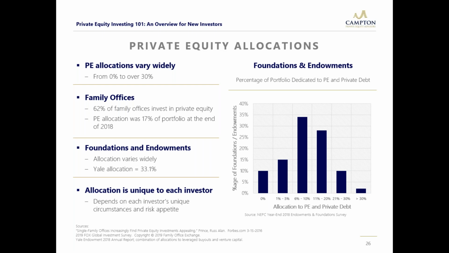For family offices, a study done in 2016 showed that 62% of family offices at that time were investing in private equity. I believe that's gone up. A more recent study indicated that the average allocation for family offices was about 17%. So again, every investor is unique. You really need to consider the short-term, medium-term, and long-term cash flow requirements of that investor. You need to consider tax status, and you really need to consider the risk appetite. Because private equity investments are more risky, an investor must make sure that they have the appetite to invest in private equity.